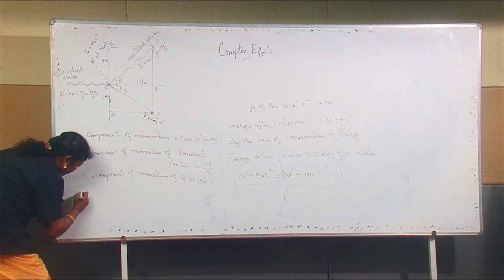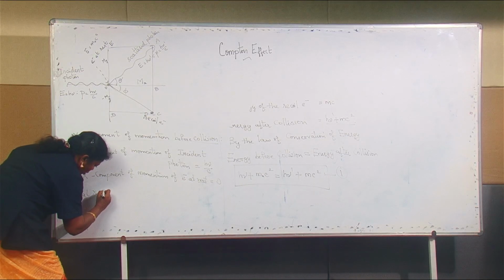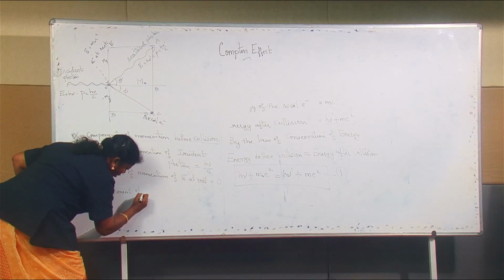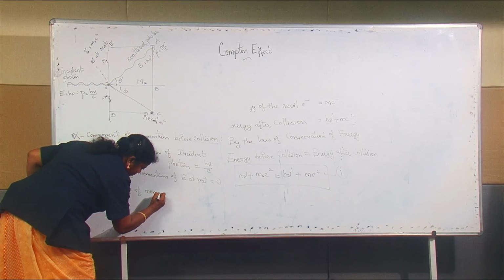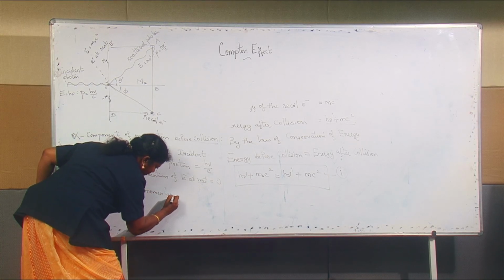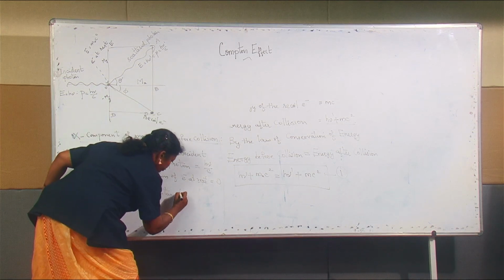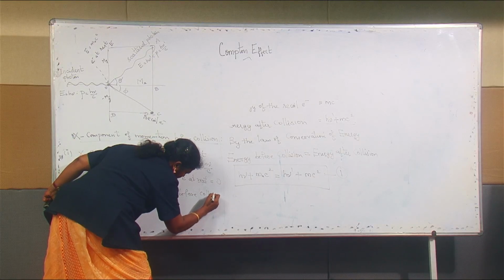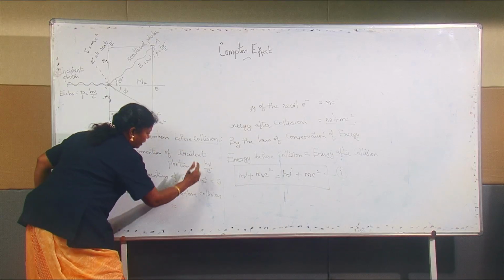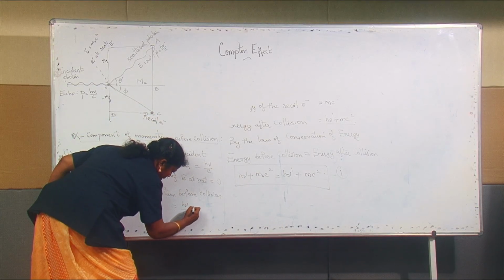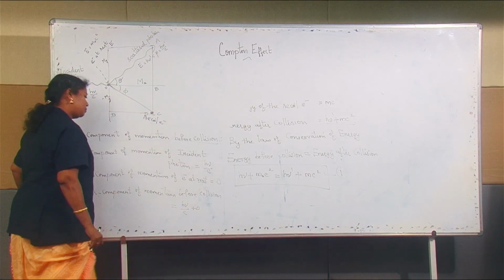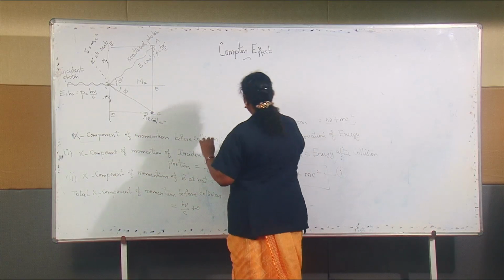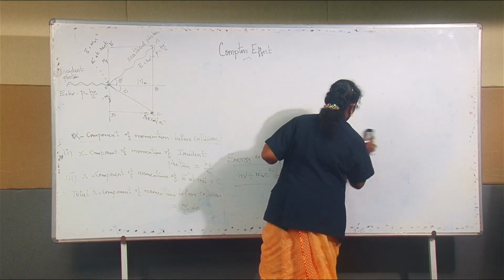We can add together. Therefore, the total x component of momentum before collision, we can add both the things. So, we get h nu by c plus 0. Right. The next one we will find for the after collision.